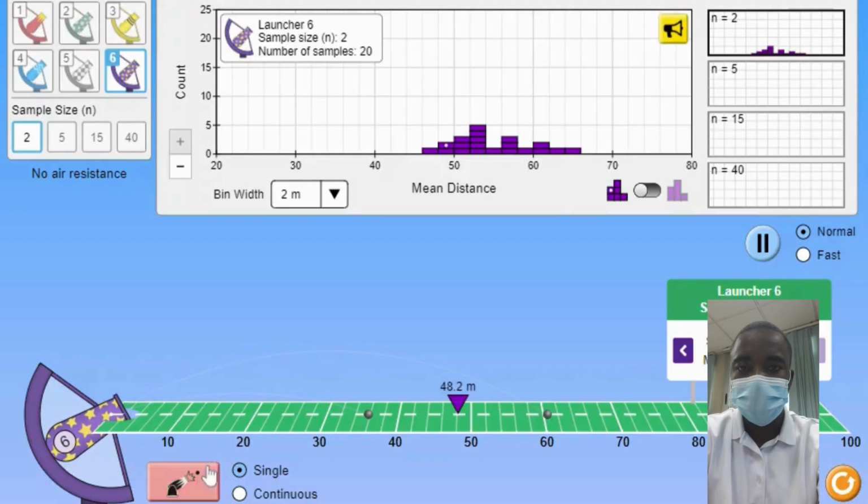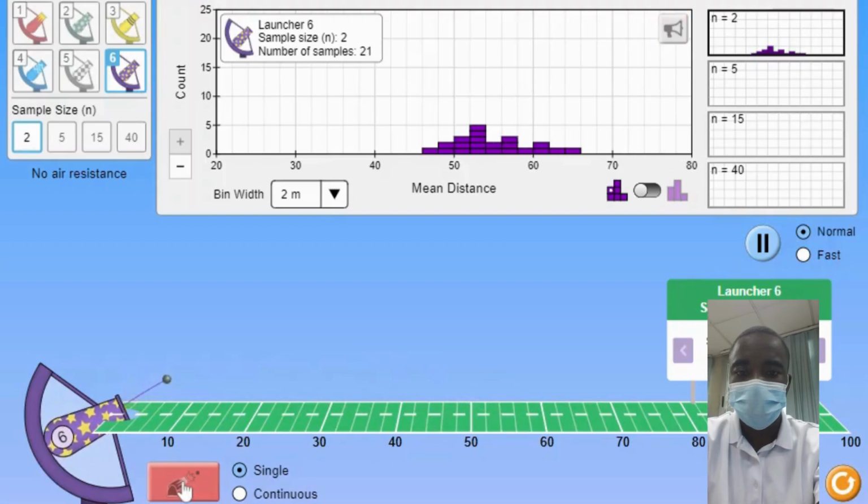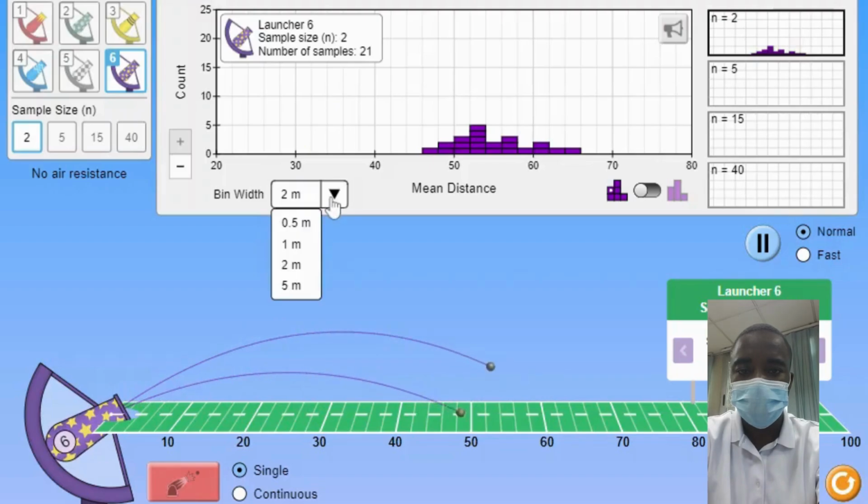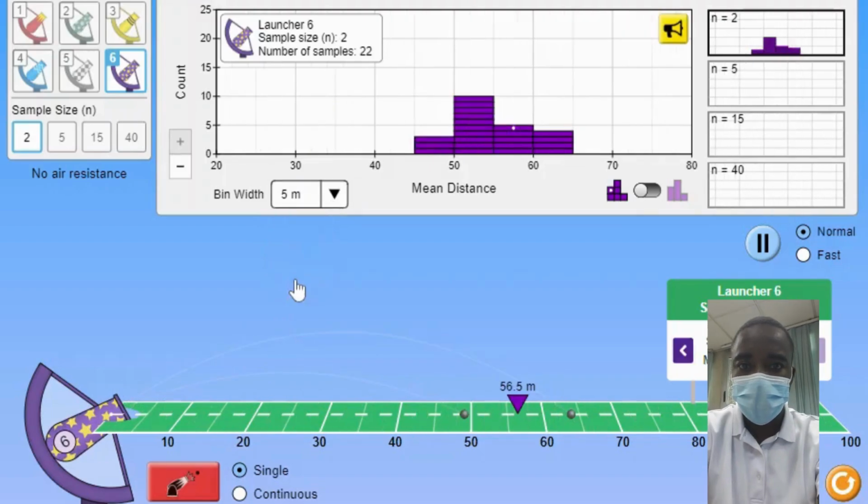2. Demonstration. Demonstrate the simulation to the class, showing how to adjust the launch parameters and collect data on the landing points. Explain the importance of observing the distribution of landing points and how it relates to the CLT.